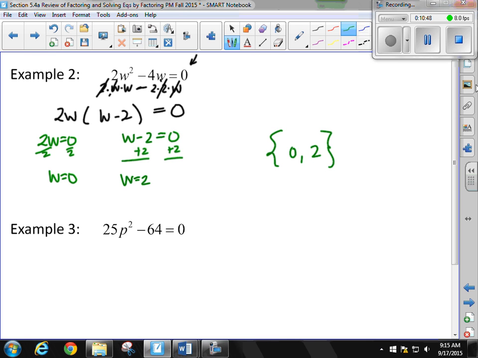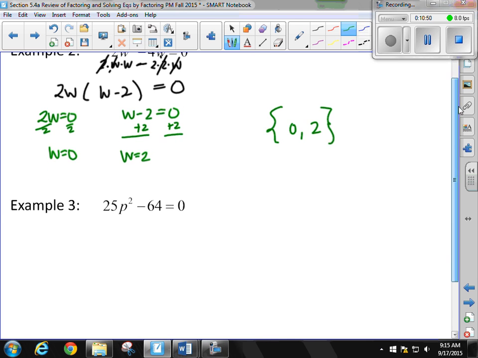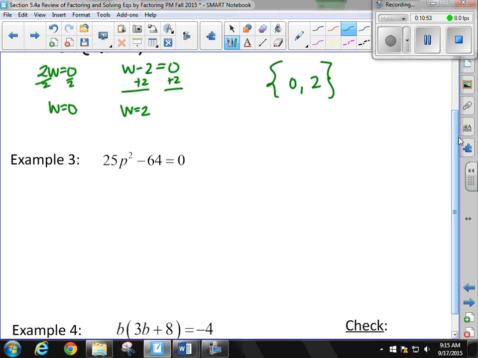In example number 3, I have just 2 terms. Looks like I have a difference of 2 squares. 5p squared minus 8 squared equals 0. And I do have 0 on that side of the equation. Difference of 2 squares factors as a sum and a difference. First term 5p, last term 8.